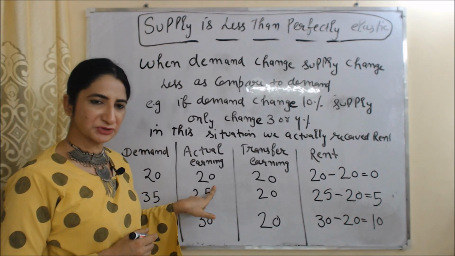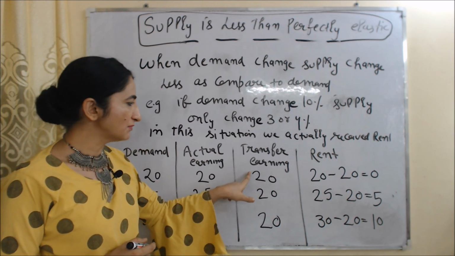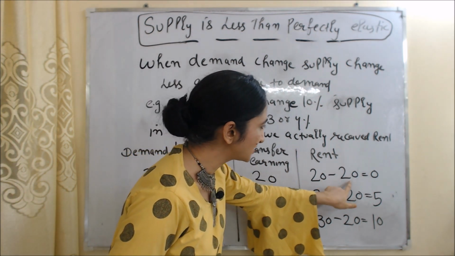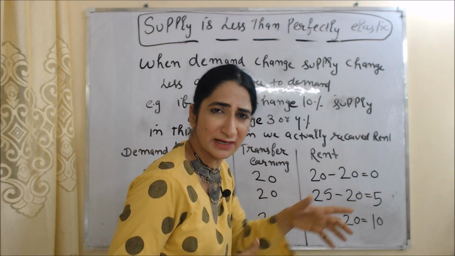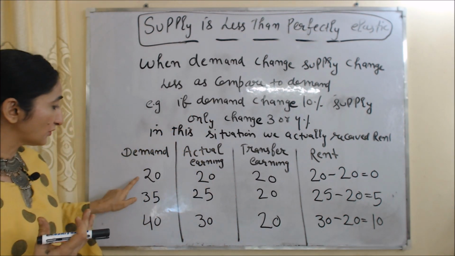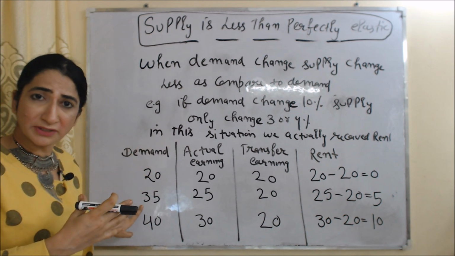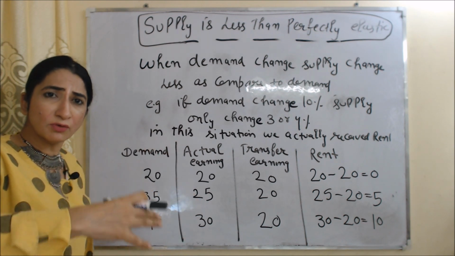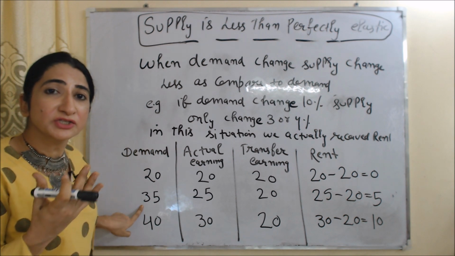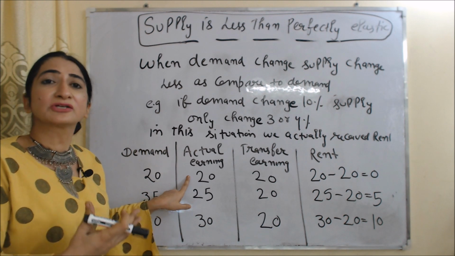Initially, our actual earning is 20 and transfer earning is also 20. So in this case, our rent is 20 minus 20, which is equal to 0. We don't have any rent, our rent is 0. Now suppose demand for factor of production increases from 20 to 35. In this case, supply increases less as compared to demand, meaning people are demanding more and more factor of production, but their supply is not increasing as compared to demand, meaning there is a shortage of factor of production. As a result, their price will increase, or we can say their actual earning will increase.